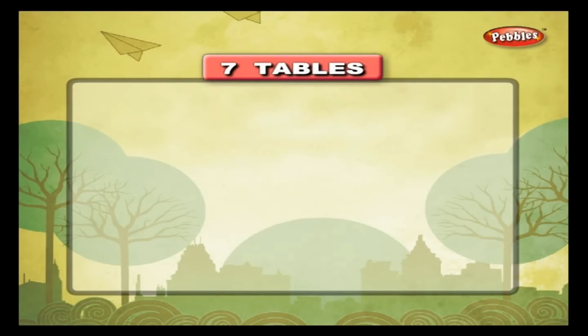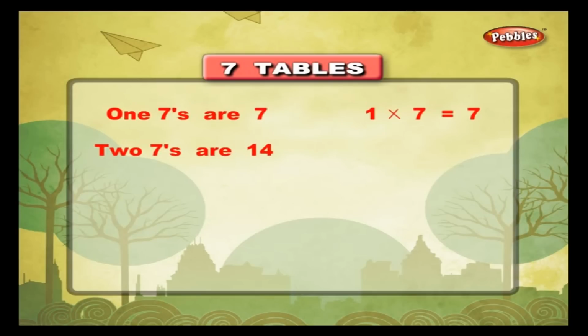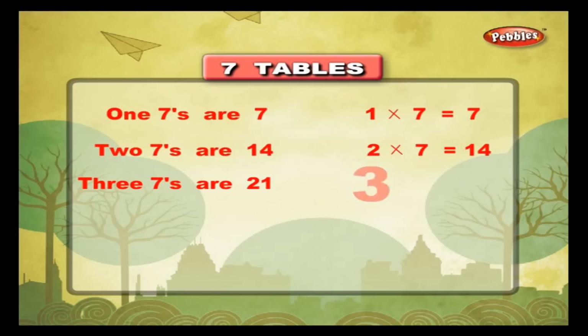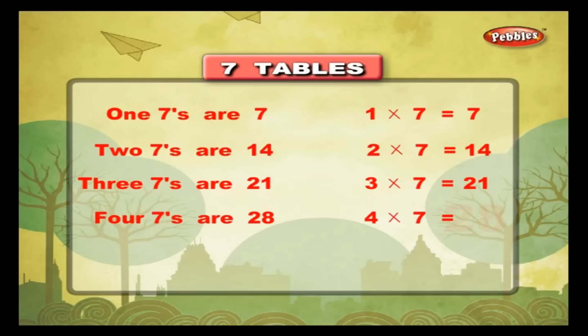7 tables. 1 sevens are 7. 1 into 7 is equal to 7. 2 sevens are 14. 2 into 7 is equal to 14. 3 sevens are 21. 3 into 7 is equal to 21. 4 sevens are 28. 4 into 7 is equal to 28. 5 sevens are 35. 5 into 7 is equal to 35.